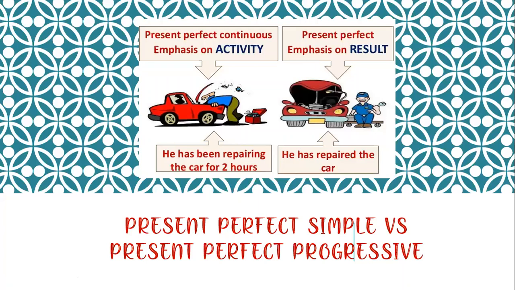Hi, now we're going to see the difference between the present perfect simple and the present perfect progressive. We're going to see the forms, some examples, the uses, and extras. First of all, we're going to start with the simple.